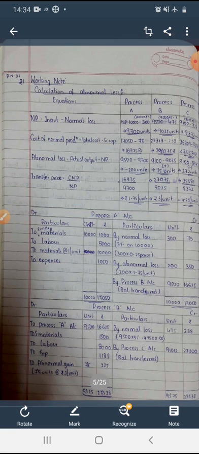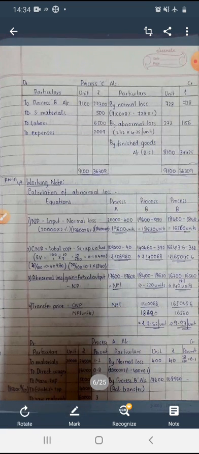Remember the calculation of this table and the abnormal loss or abnormal gain. Abnormal loss means you have to write it under the credit side. Abnormal gain means you have to write it under the debit side. Okay. This is about the problem under process account. We'll see one more problem under this in the next class.